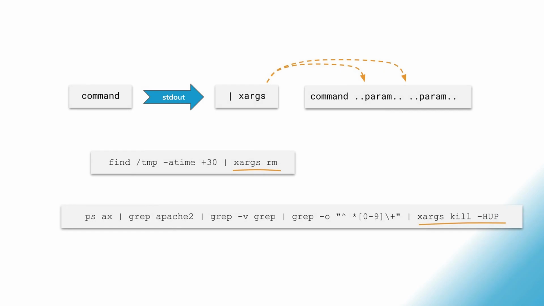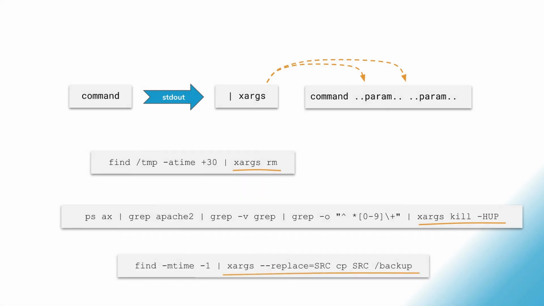The second example takes the ps command and a sequence of grep commands to get a list of the process IDs from all running Apache 2 processes. xargs then reads in these process IDs line by line and calls kill -HUP with the read-in lines. These are all the single process IDs as additional parameters at the command line for kill. And third, again the find command. This time we are searching for files modified within the last 24 hours. And we use xargs to call copy to copy every single file we have found to the backup directory.